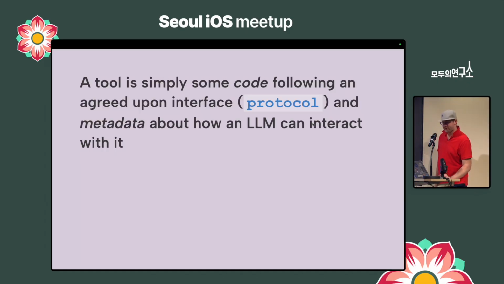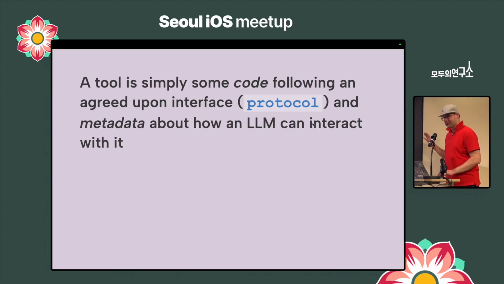Okay, so zooming through the last part here, tools I think are actually the most exciting part, because that lets you bring your own, not necessarily knowledge, it's more bringing functionality into the model. A tool is an industry term that means some code. In this case, it follows an agreed upon interface, which in Swift is a protocol, and some metadata about how the LLM can interact with it.